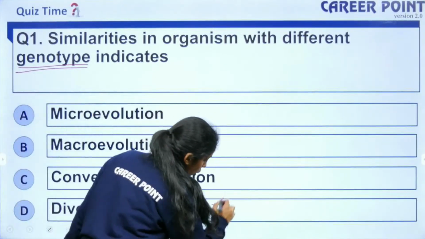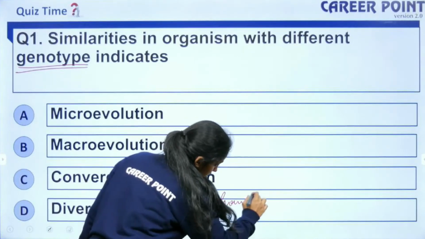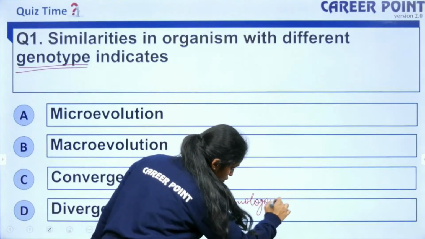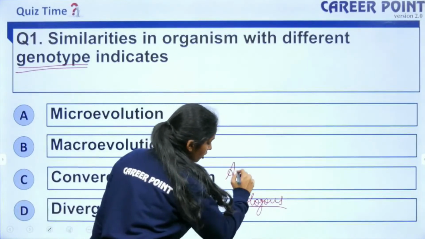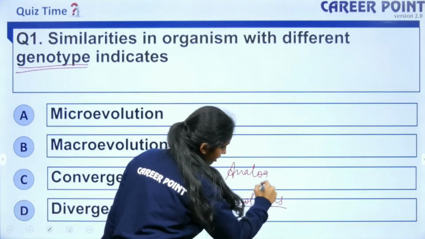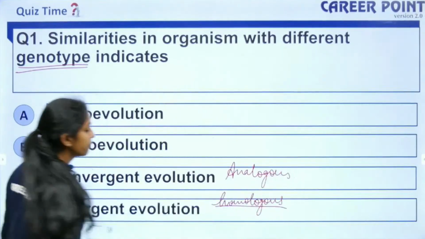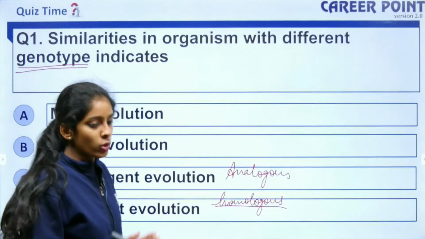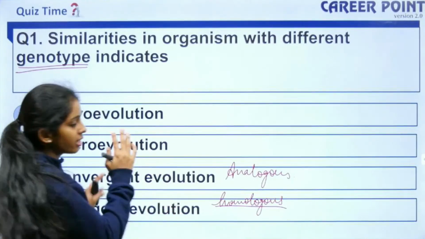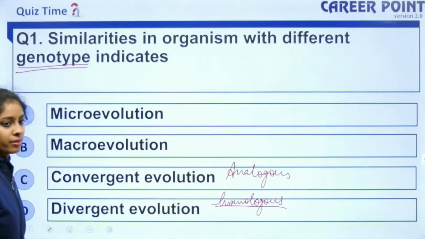Divergent is homologous structure. Homologous means same structure. The structure is same. Here it is analogous structure. The structure is different. So now give me the answer. Answer is C. Anthony Abhi says answer is C. Others, what are your answers?